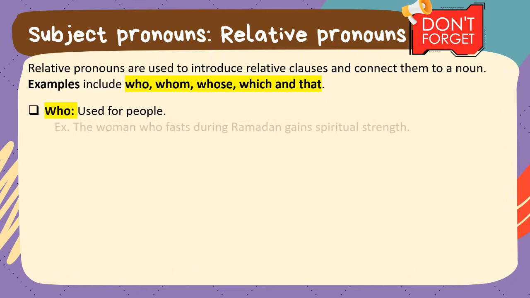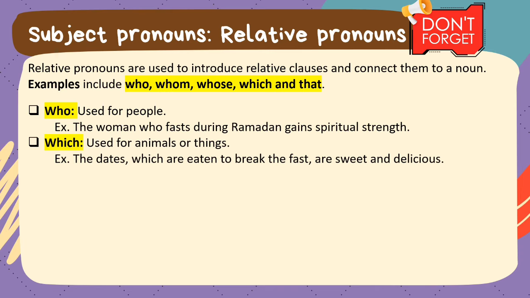Who is used for people. Example, the woman who fasts during Ramadan gains spiritual strength. Next, we have which. This is used for animals or things. For example, the dates, which are eaten to break the fast, are sweet and delicious.